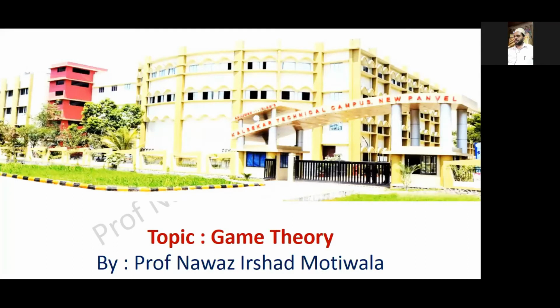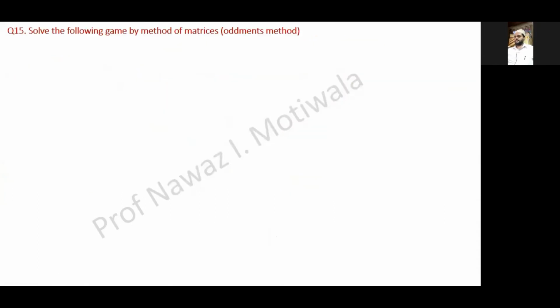Now today we will start with a new topic in the game theory itself, that is, find the solution of the game by method of matrices, which also means Oddman's method. Oddman's method we have already studied for previous problems, wherein we tried to minimize our matrix into 2 by 2. Whatever size of the matrix was given to us, by using the dominance property we reduced it to 2 by 2, and then we applied Oddman's method or matrices method.